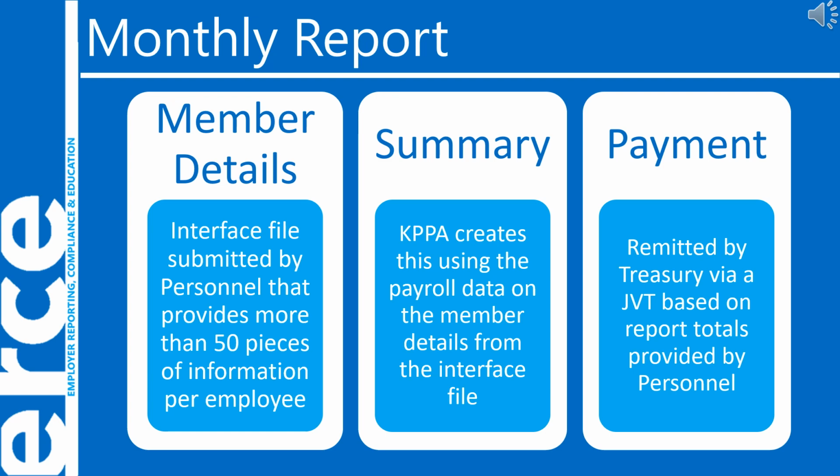The summary is populated from the payroll information reported on the member details and is component number 2. This summary consolidates the totals for each retirement plan separately to compare to the details and verify that the contributions reported match the payment received. And that payment is the third component of the monthly report and is sent to KPPA by Treasury and is based on the totals provided to them by the Department of Personnel.